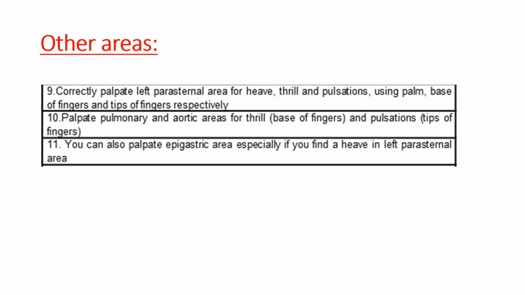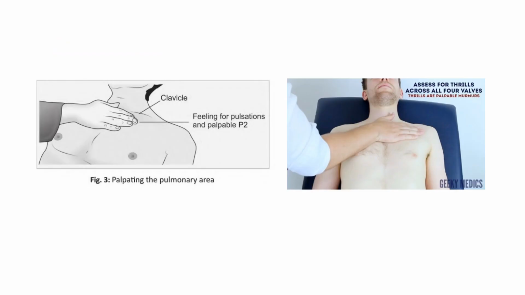Then you go up to the pulmonary and the aortic areas. In each of these areas, you can check for thrill and pulsation. Here, this one is looking for pulsations. The tips of the fingers are in the pulmonary area trying to feel any pulsation. In this figure, the doctor is putting the base of the fingers in the area, so he is looking for thrill. So first you can put your finger like this to look for thrill, and then like this to look for pulsation, or whatever sequence you want.